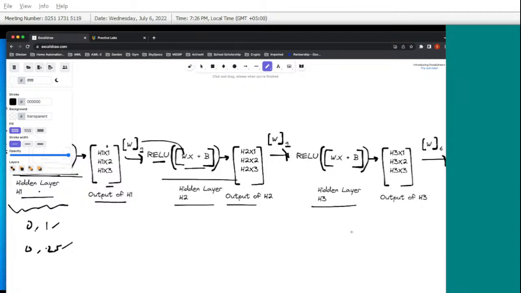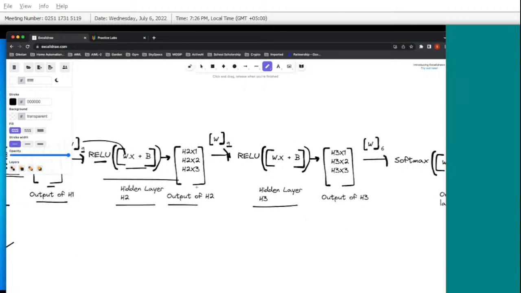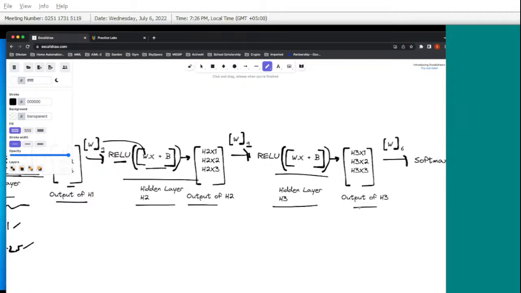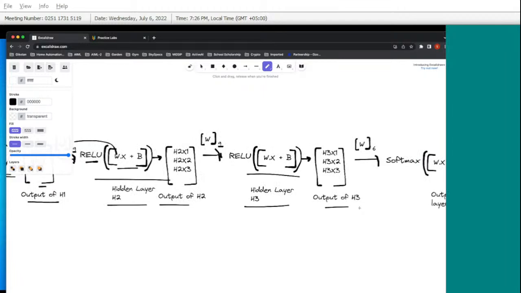So now we are at H3. Again, the input of the hidden layer was 3, and the output is also 3, which means I need 9 weights and so many biases. I will do one more ReLU operation because that's what we have chosen. You can choose some other activation function, not a problem, but in this case I have chosen ReLU. So I have got a new output, H3X1, H3X2, H3X3. This is my third transformation from my third layer.